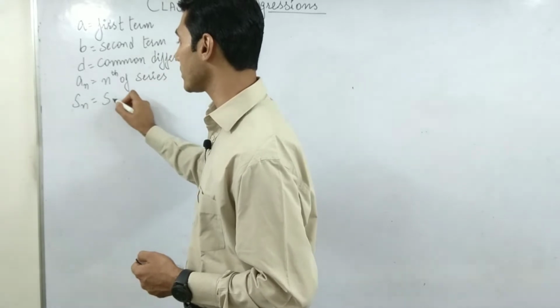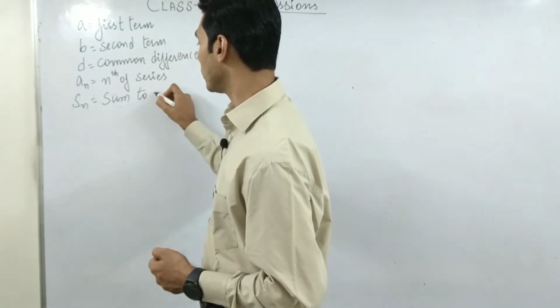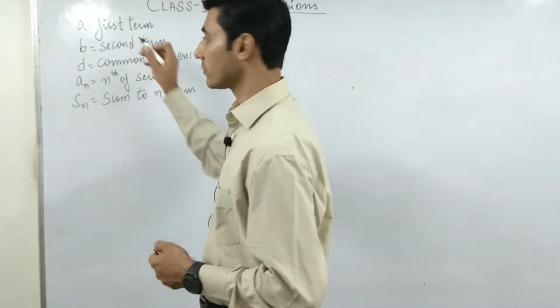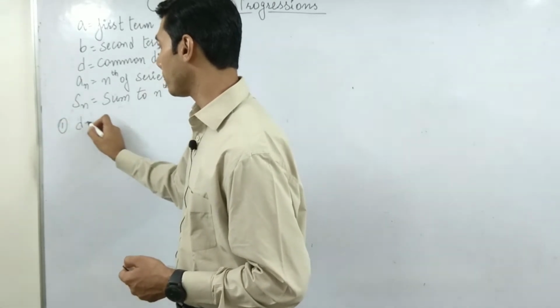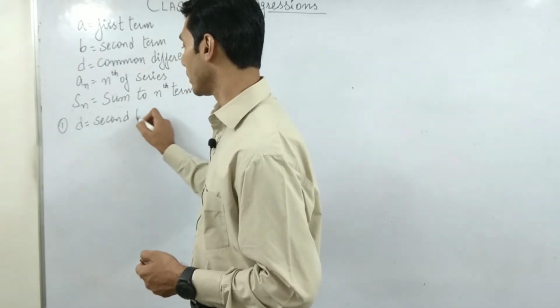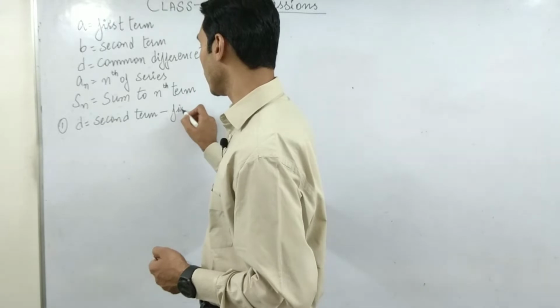It is known as sum to nth term. Then comes the formulas. So the first formula was D should be equals to second term minus the first term.